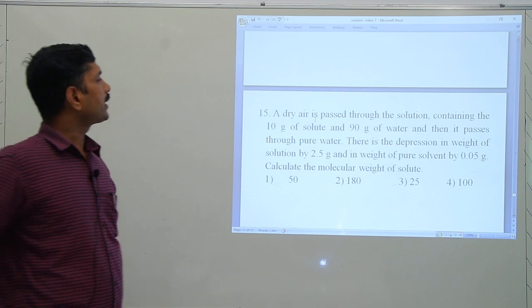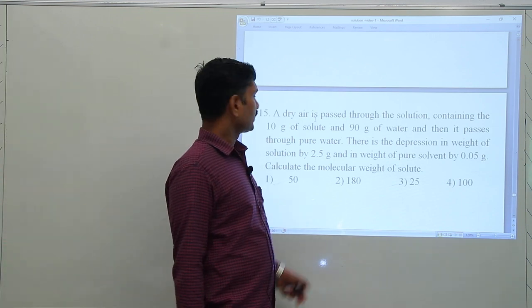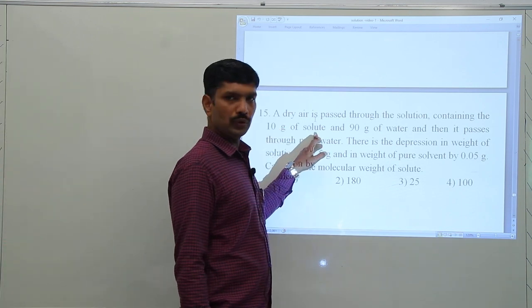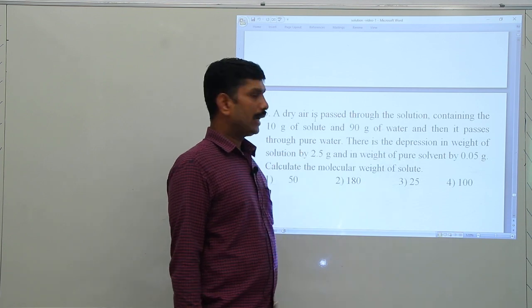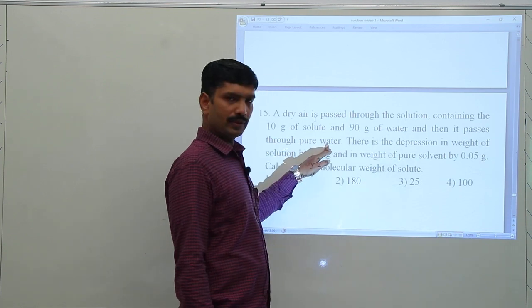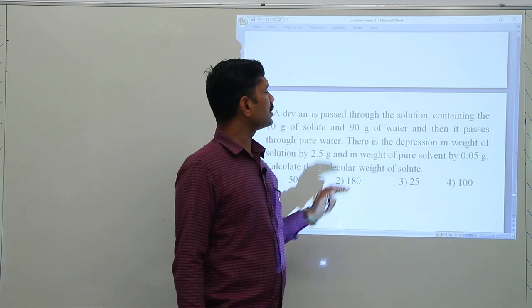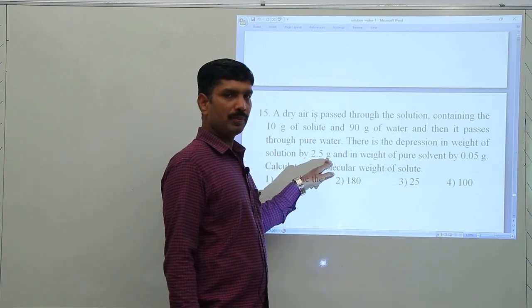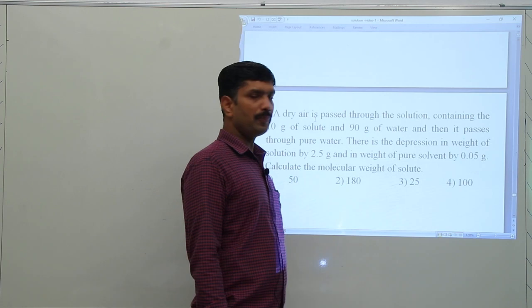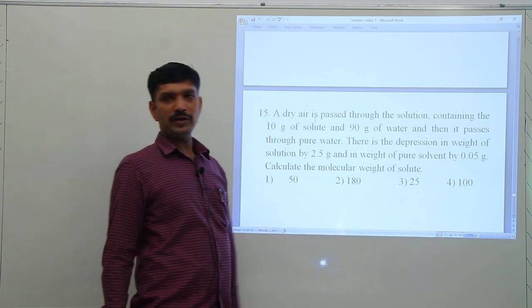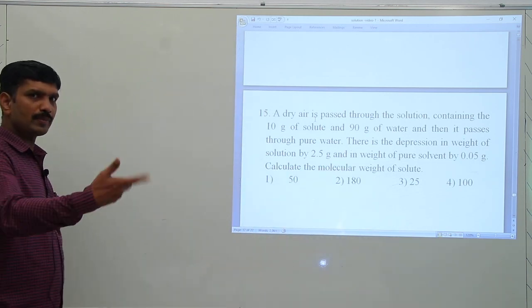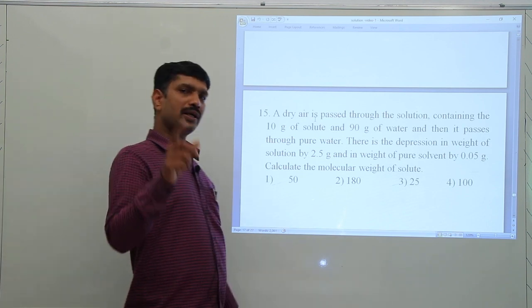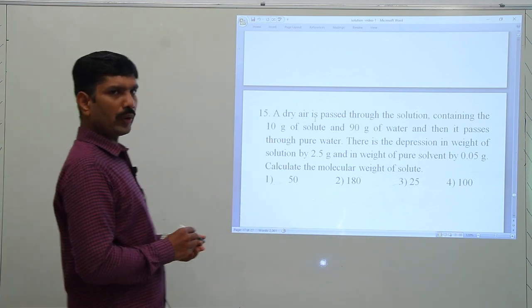Next, dry air is passed through a solution containing 10 gram of solute and 90 gram of water, and then it passes through pure water. Then there is a depression in the weight of the solution by 2.5 gram, and in the weight of the pure solvent 0.05 gram. Calculate the molecular weight of the solute. So this is based on the Ostwald-Walker method. We studied the Ostwald-Walker method already.